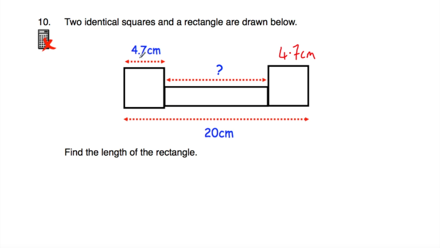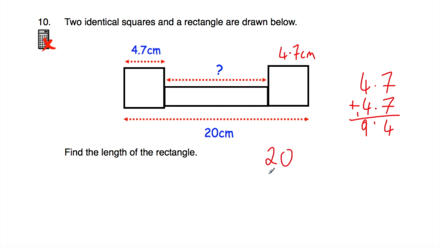So let's do that. Let's do 4.7 plus 4.7 to begin with, and line them up like so. 7 plus 7 is equal to 14, so we put our 4 down and carry our 1. 4 plus 4 is equal to 8, plus 1 is equal to 9. So the total length of the two squares is 9.4 centimetres. But we want to find the length of the rectangle. So let's take the 9.4 away from 20.